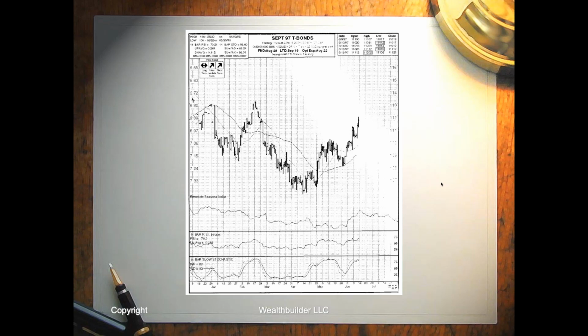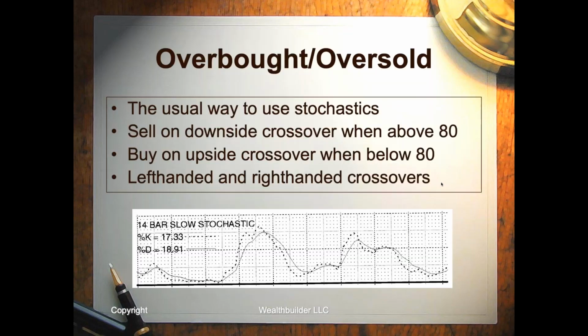Okay, that's a very quick, and I admit, very quick explanation of stochastics. But I really want to focus on how you can make money using stochastics. So here's the usual way. The usual way to use stochastics is you sell on a downside crossover when stochastics are above 80. Now, the thing to remember is that the scale on stochastics is between 0 and 100. With 100 meaning that it's closing on the high of the day for every day for 14 days. So that's extraordinarily rare. And 0, it's closing on the low of the day for 14 straight days.